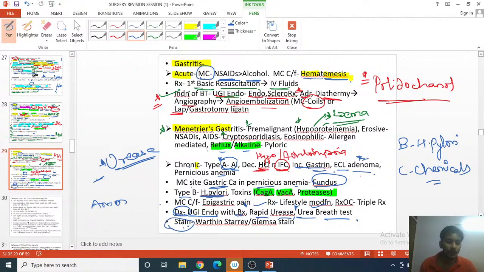The stain used for, ये माइक्रो में पढ़ा होगा, पैथो में पढ़ा होगा. The stain used for H. pylori is a very characteristic stain. Okay, so the stain used for H. pylori is Warthin-Starry stain. We also use a normal Giemsa stain, but the most characteristic अगर पूछा जाए it is Warthin-Starry stain.